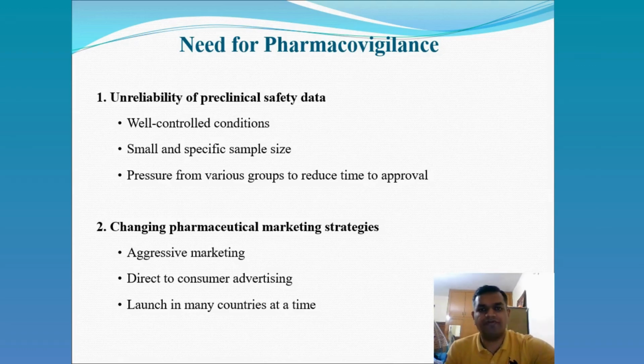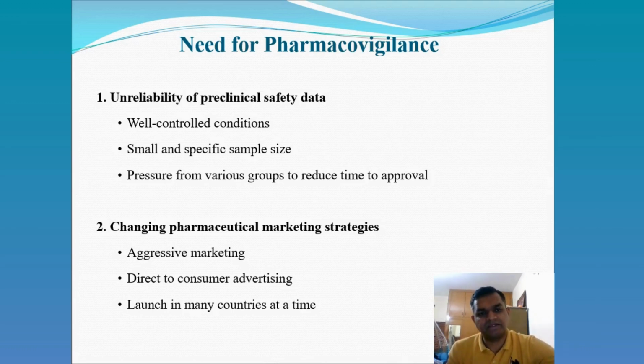Next we discuss the need for pharmacovigilance. There are 4 areas where the need for pharmacovigilance has been discussed. First is the unreliability of preclinical safety data. As we have seen, preclinical studies are being conducted in well-controlled conditions. They involve small and specific sample size, and there is a pressure from various groups to reduce time to approval. So all these points will produce the unreliability of the safety data in the preclinical studies. That's why there is a requirement and the need for pharmacovigilance, especially in post-marketing surveillance program.